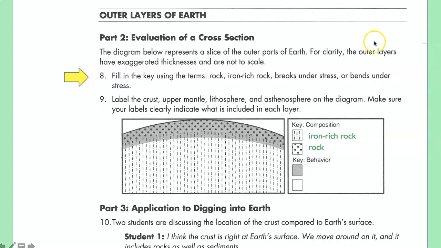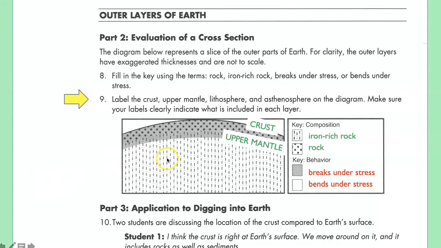So for these top two compositional patterns, we have iron-rich rock, which is most of what's shown here as the Earth, and then not iron-rich rock, which is at the surface. In terms of behavior, the shaded area breaks under stress near the surface, and then the white-colored region bends under stress. Number 9 says label the crust, upper mantle, lithosphere, and asthenosphere.